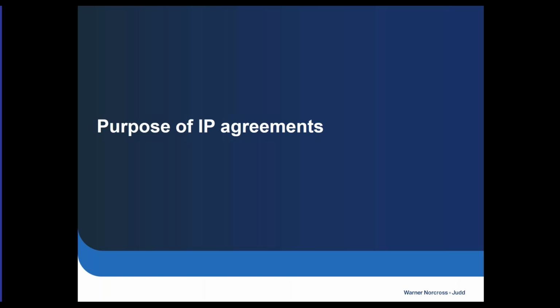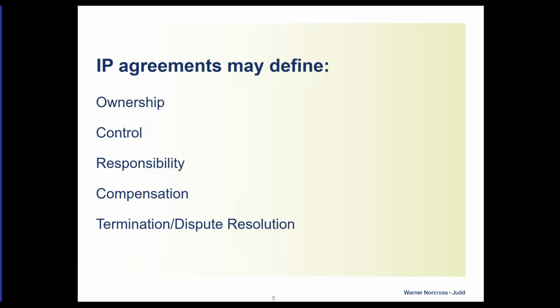So first, the purpose of IP agreements. IP agreements generally define 5 principles. I consider these pillars of agreements: ownership, control, responsibility, compensation, and then termination and dispute resolution. While all agreements may not include all 5 of these pillars, a majority of them will include at least 3 or 4, and some more.